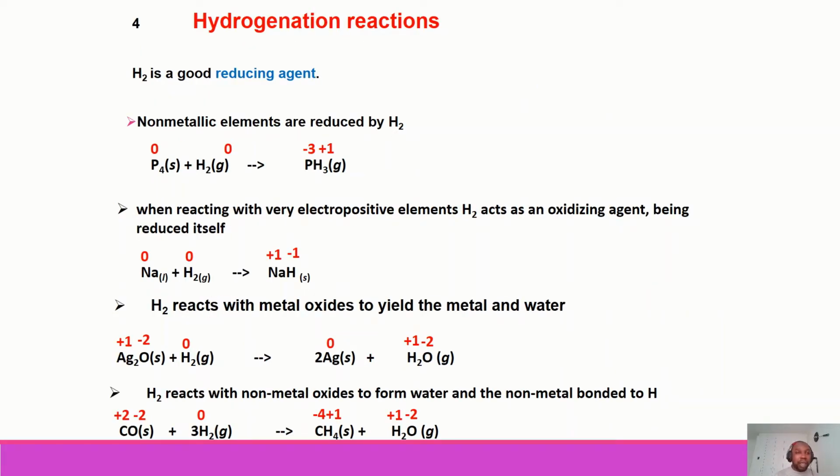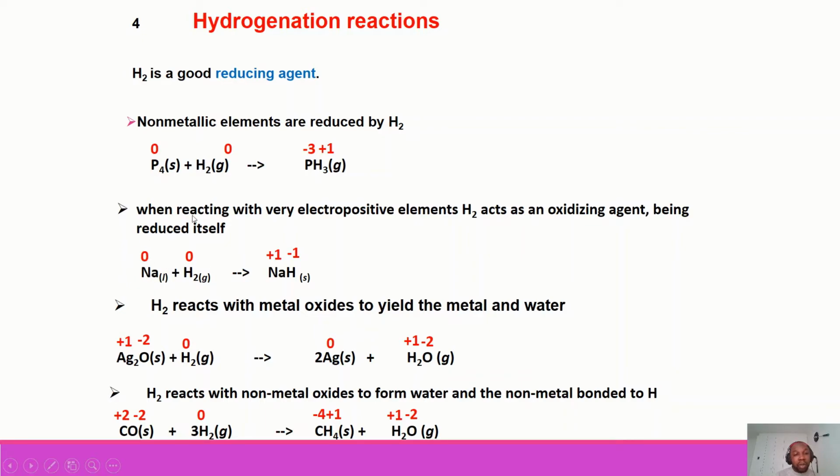Hydrogenation is another reaction. Hydrogen is a good reducing agent. We said in our previous slide that oxygen is a good oxidizing agent. In this case, we are looking at hydrogen as a reducing agent. So you can see that when hydrogen reacts with phosphorus, phosphorus is being reduced from 0 to -3. That's why they are referred to as good reducing agents. And you can see that hydrogen is moving from 0 to +1. That's increasing.